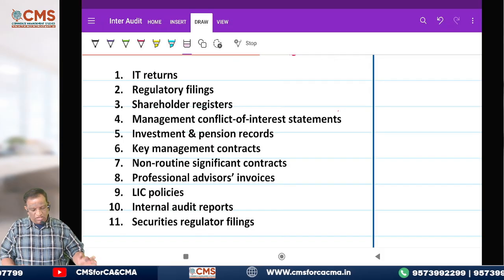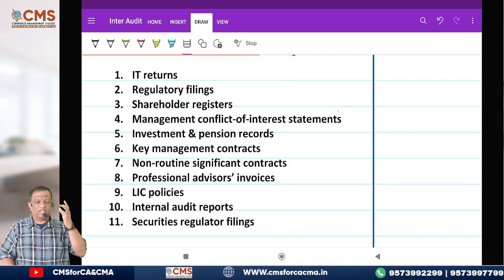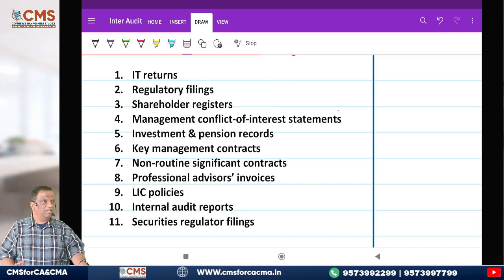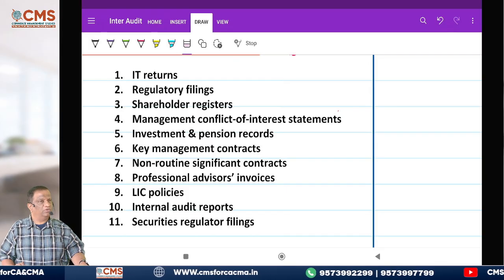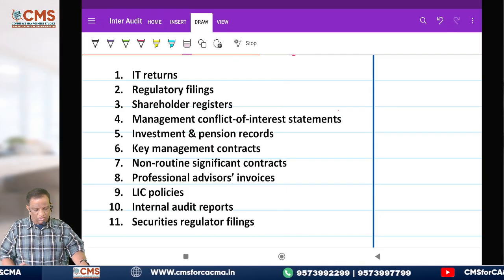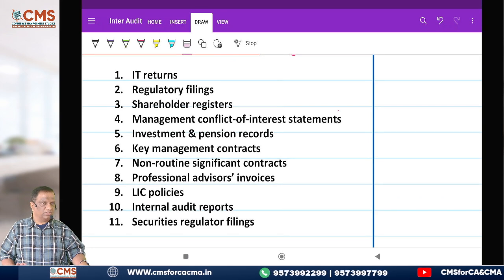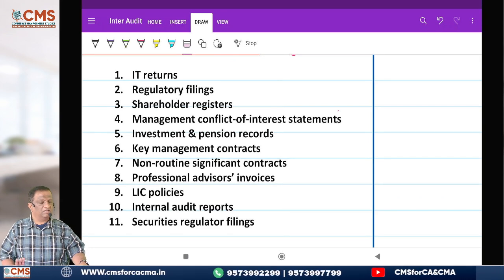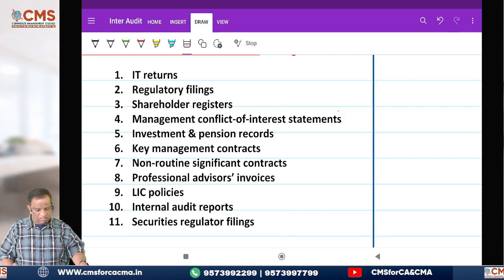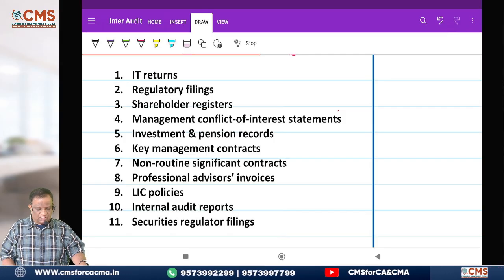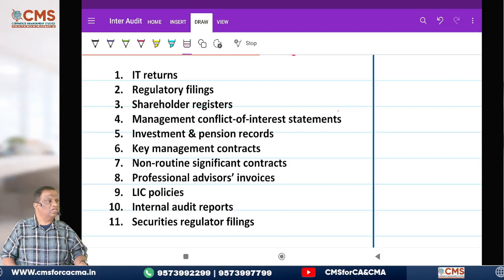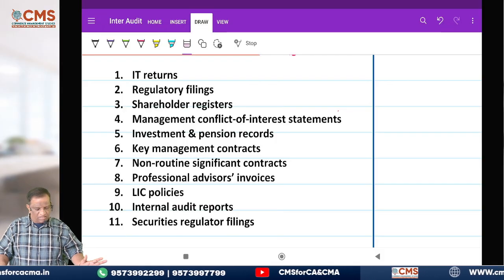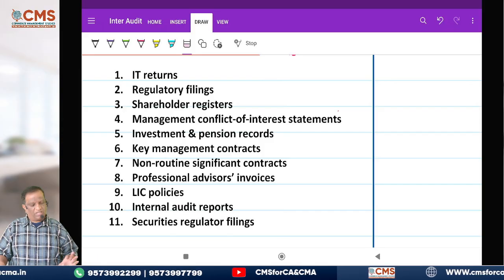And key management contracts: whom they are giving to, and if particular contracts are given continuously to one party, then I can dig into it a little. Then non-routine significant contracts, which are non-routine but very significant, happening one time or very few times, you can make that out. Professional advisors' invoices: when you check the invoices of some people, you can identify what services they are doing and why they are doing them.